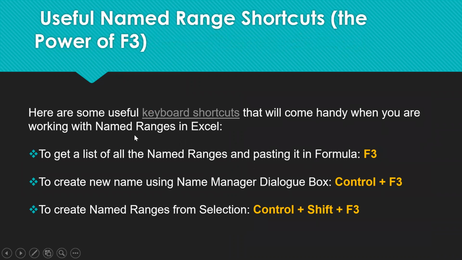So these are some shortcuts that you can use. To get a list of all the name ranges, you can press F3. To create a new range, Control F3. To create name ranges from selection, Control Shift F3. So these are all shortcuts to create name ranges. So we learned three types, right? For all the types, we have shortcuts to create the name ranges.